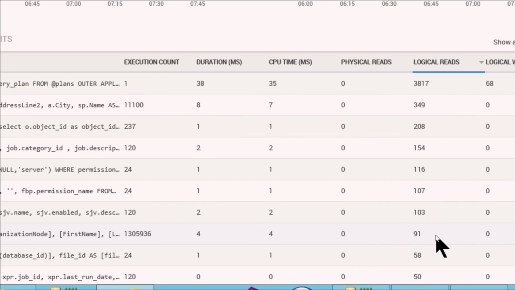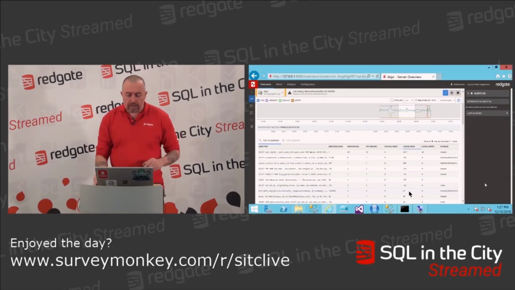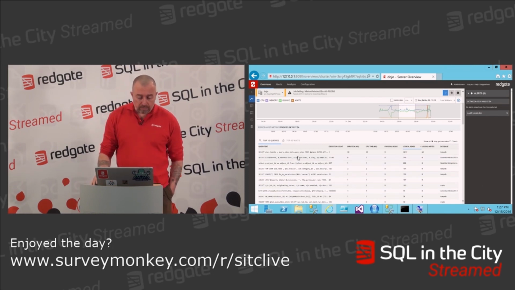That other query, that address line query, that's popping out at me. I've never seen it before. I don't know why it was called 11,000 times. Something's going on with that. It's showing up over and over again in our sort. So we've got something there we need to take a look at. So let's take a look at it.